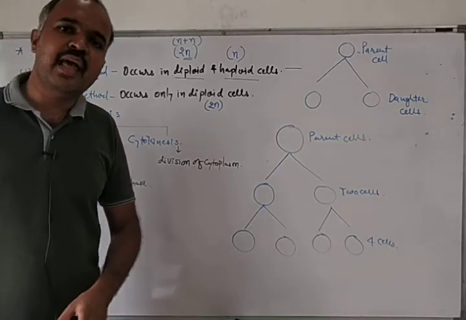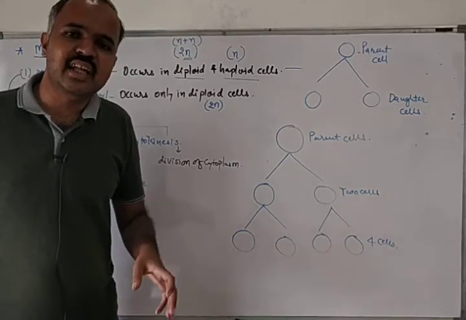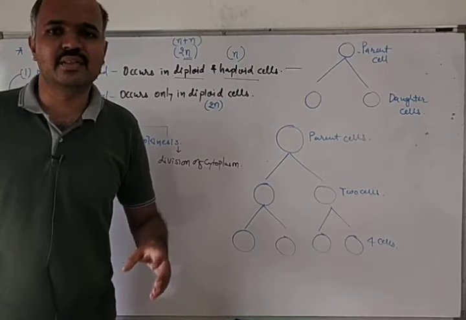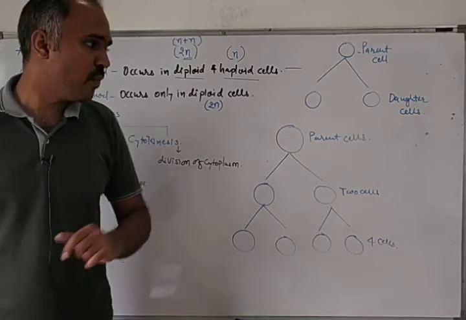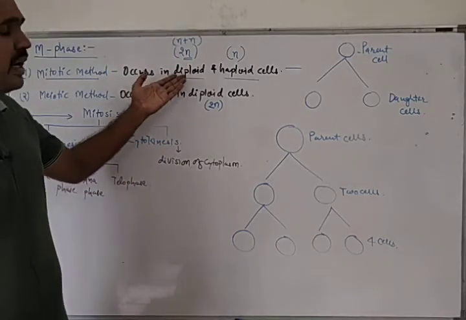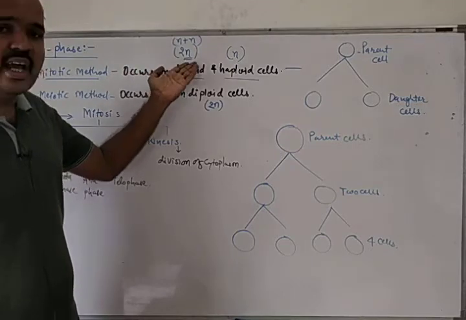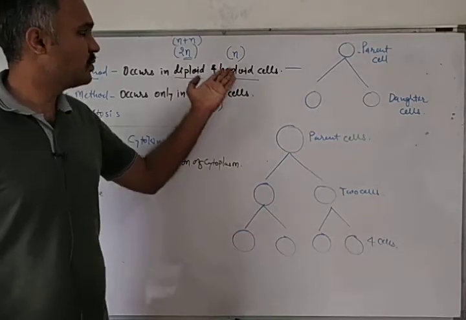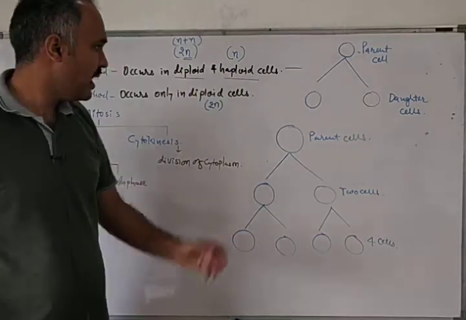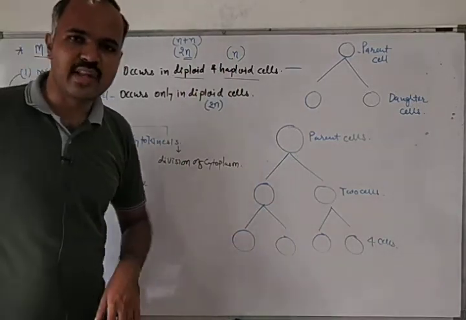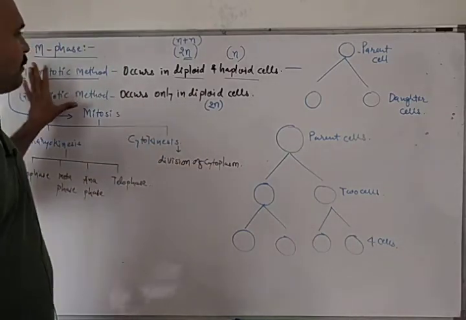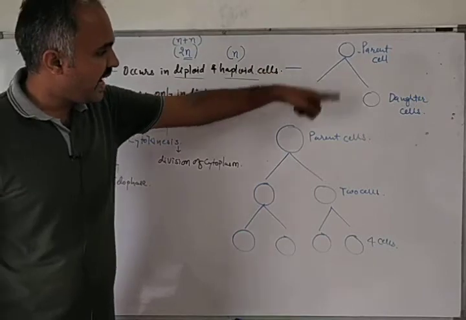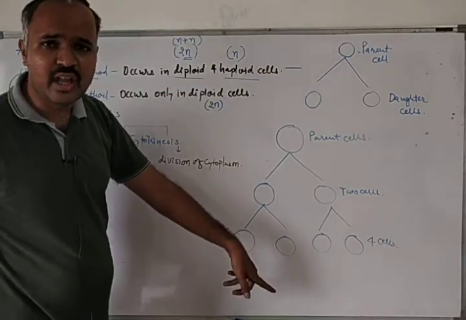Now what is diploid and haploid? A diploid cell has two sets of chromosomes, whereas a haploid cell has only one set of chromosomes. A diploid cell is represented as 2n, having 2n number of chromosomes, whereas a haploid cell has only n number of chromosomes. So this is the key difference between the mitotic method and the meiotic method. Here I have also explained the difference between mitosis and meiosis.